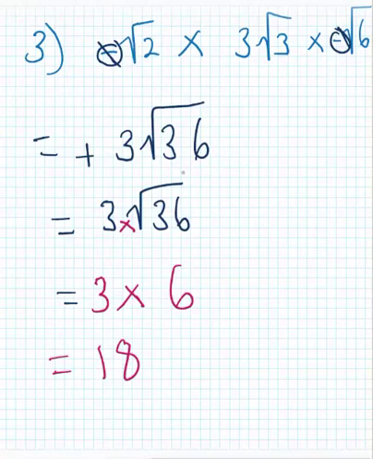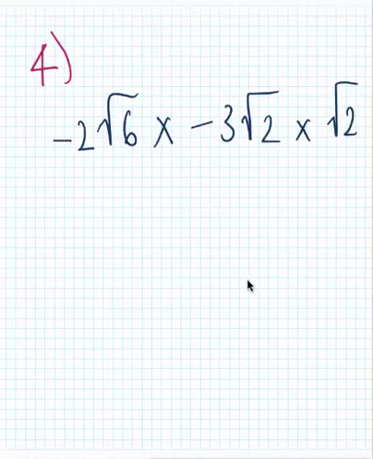So always check and see if you can simplify whatever you have under the square root. Sometimes they might be perfect squares, sometimes they may not be, but you know how to simplify. Okay, another question. Once again, we are multiplying all of these surds.